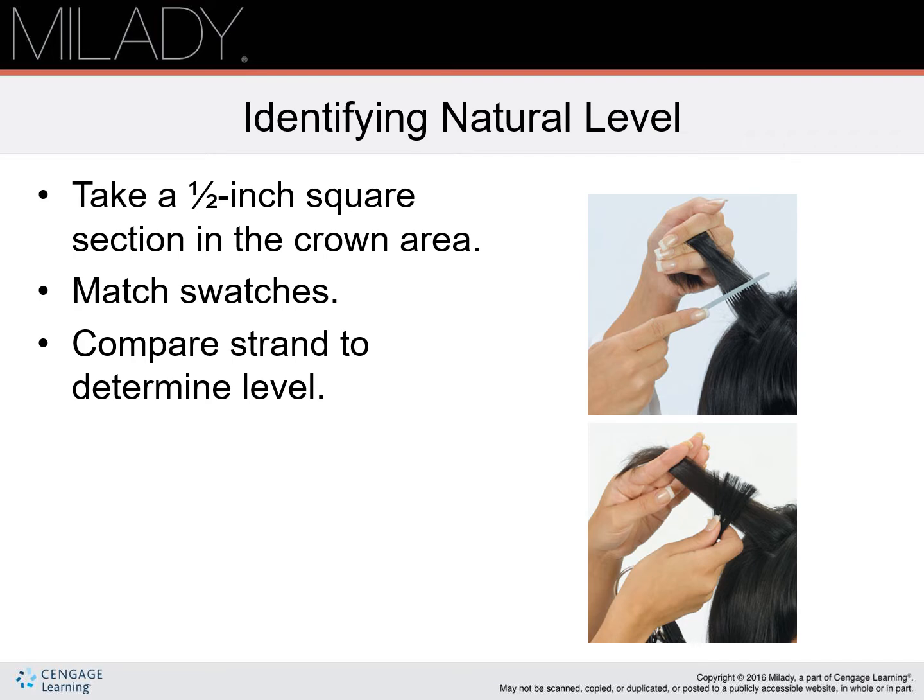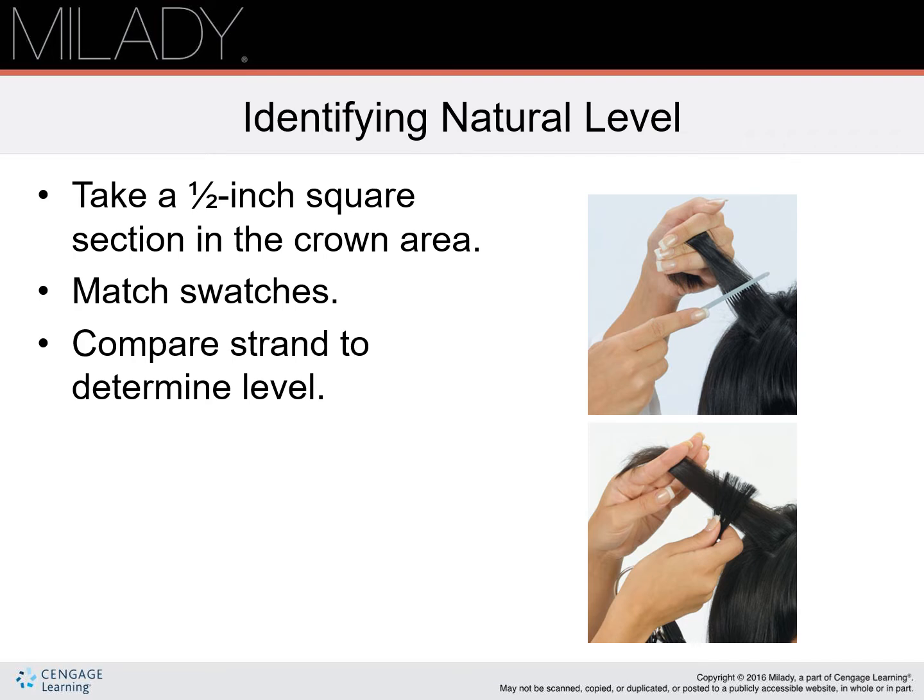So how do I identify someone's natural level? Do they just tell me, or is there a way to do this? Absolutely, there is a way to do this. The first step in performing a hair color service is obviously to identify the natural level. You're going to take a half inch square. Take the section in the crown and hold it up from the scalp. You're going to allow light to pass through this. Use the natural level finder. So the level system that we just saw on the previous slide, you're going to use this.